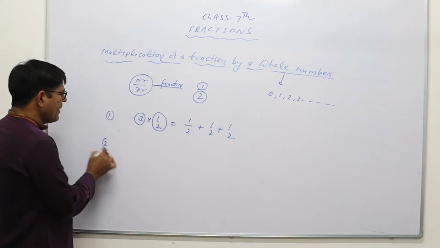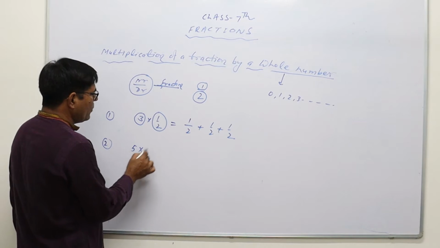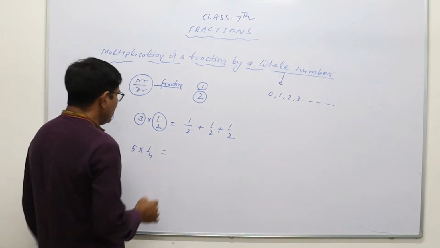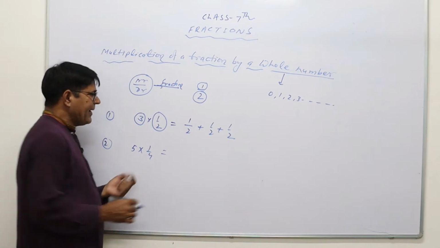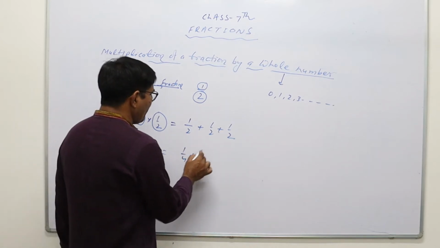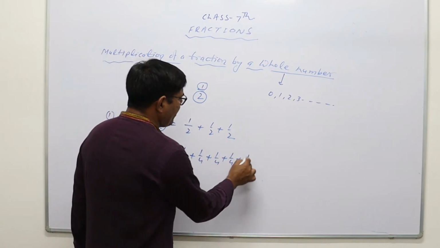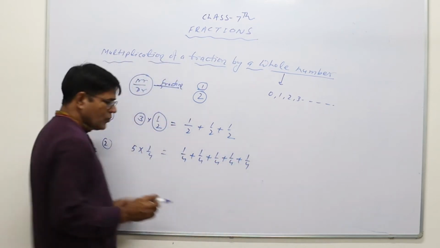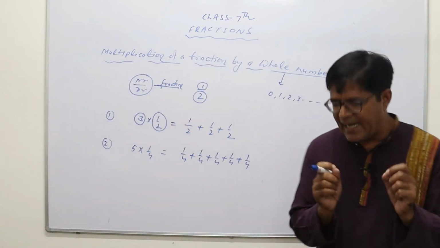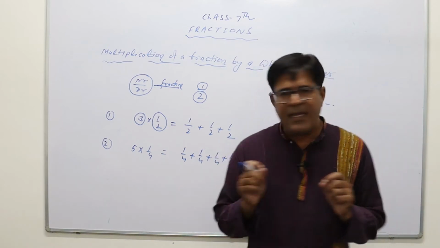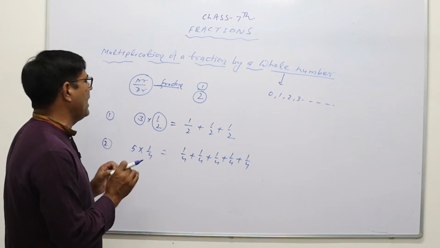Let us take one more example. 5 into 1 by 4 means repeated addition of 1 by 4 five times. That is 1 by 4 plus 1 by 4 plus 1 by 4 plus 1 by 4 plus 1 by 4. So, the basic meaning of multiplication is repeated addition. And our topic here is multiplication of a fraction by a whole number.